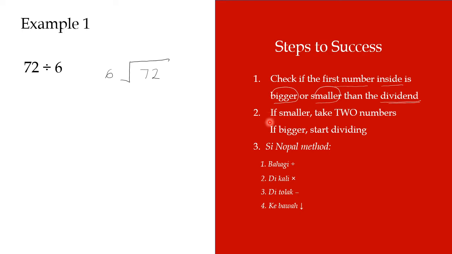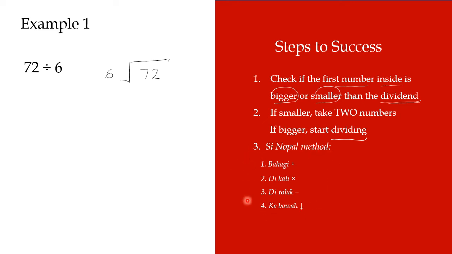Step 2, it says here, if smaller, take two numbers. But is it smaller? 7 is bigger. So, what happens if it's bigger? If bigger, we're going to start dividing. So, we're going to do that. We're going to start dividing, so we're going to use this Sinopal method.